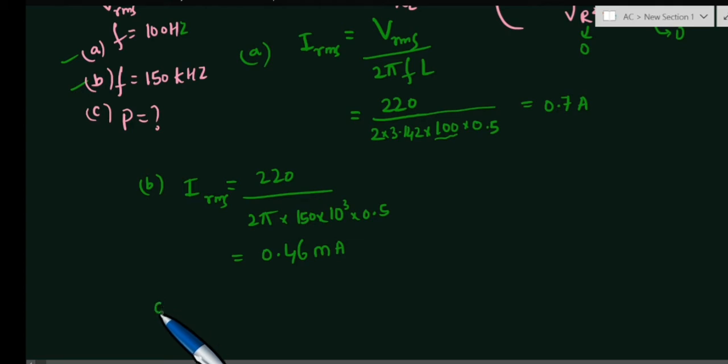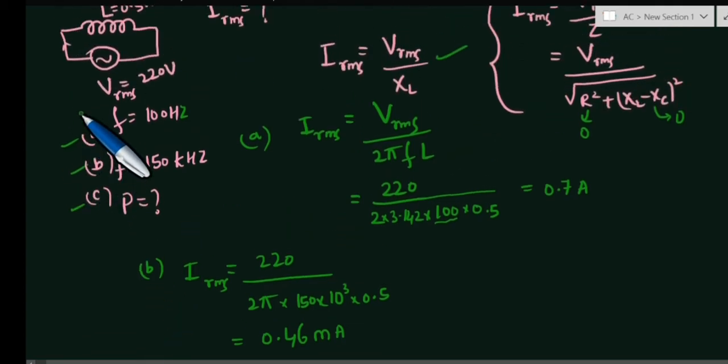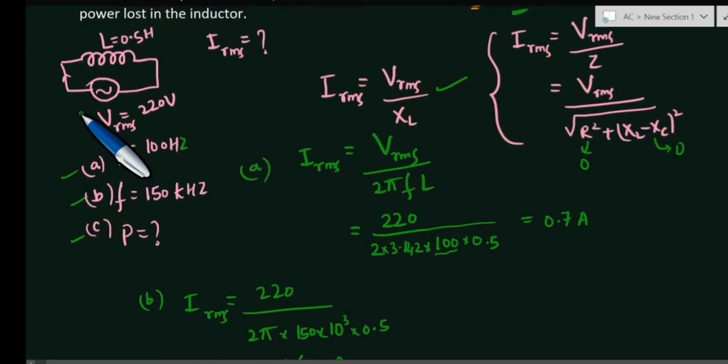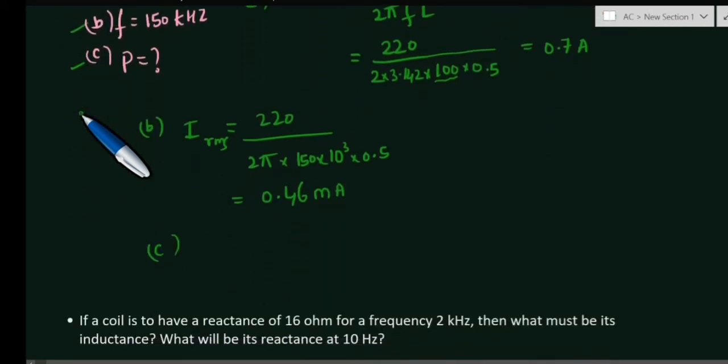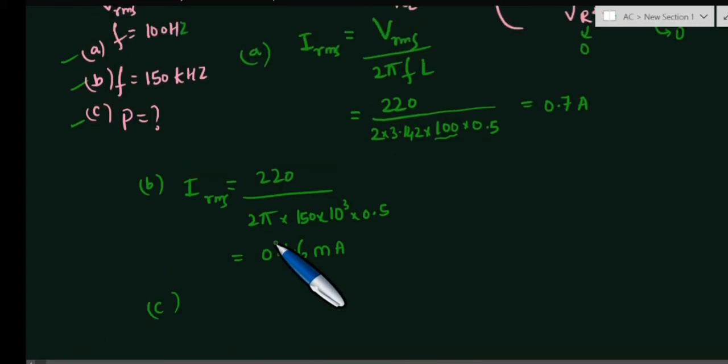And coming to the third one, what is the power? The power lost in an inductive AC circuit. We studied that in the theory itself: the current flowing through the capacitor or inductor has no power loss, and that is wattless current. Therefore, power in an inductive circuit is equal to 0. So about this we studied in the theory itself.